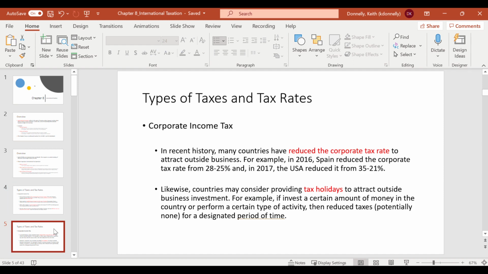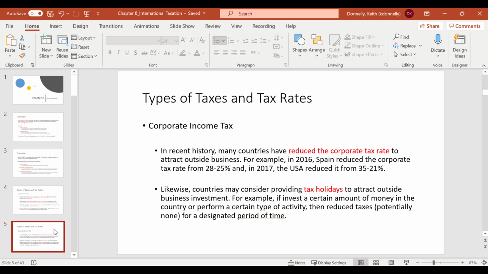So recent history, in the last 20, 30 years, and even the last 5 years for the US, many countries have been reducing the corporate tax rate to attract outside businesses. For example, Spain in 2016 went from a 28 to a 25% tax rate. And in 2017, the US went from 35 to 21%. That's one way if you're a country and you want to attract foreign businesses to come and invest: lower the tax rate.